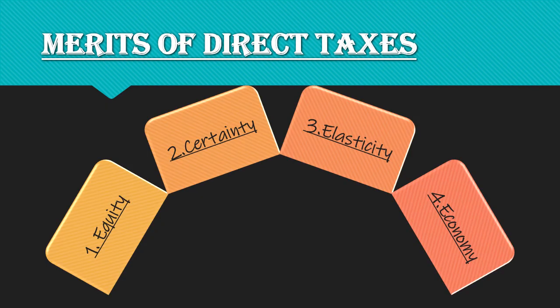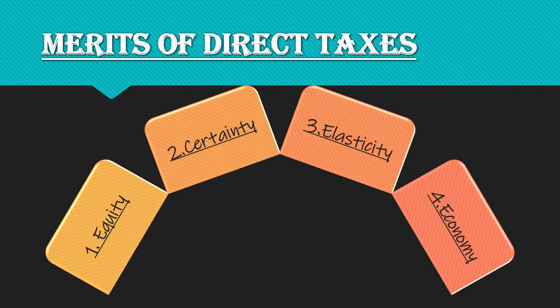So let's move to the other topic in the video, that is merits of direct tax. What are the basic advantages of direct tax to the country, to the government, to the public? I listed here the 4 points, that is equity, certainty, elasticity and economy. Let's understand the first point, that is equity. A direct tax is an equitable tax. Through it, the rich can be made to pay more than the poor. In case of necessity, the poor people can be granted exemption from the payment of such taxes.